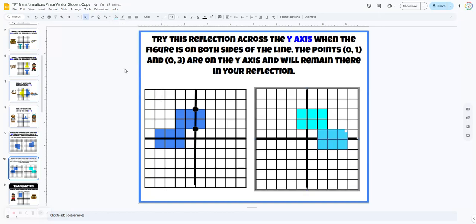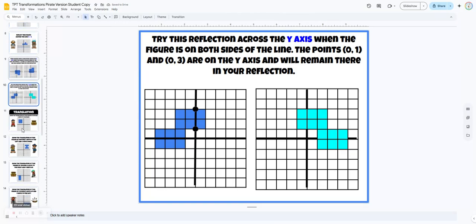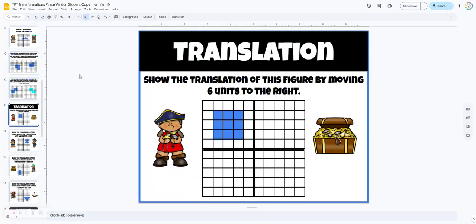Now I have all of the completed slides for the teacher, so you can go check those, help you in grading the student slides. Now we move on to translation. So translation is moving a figure up, down, left, or right without changing its orientation. So same shape, same size, just moving up, down, left, or right.